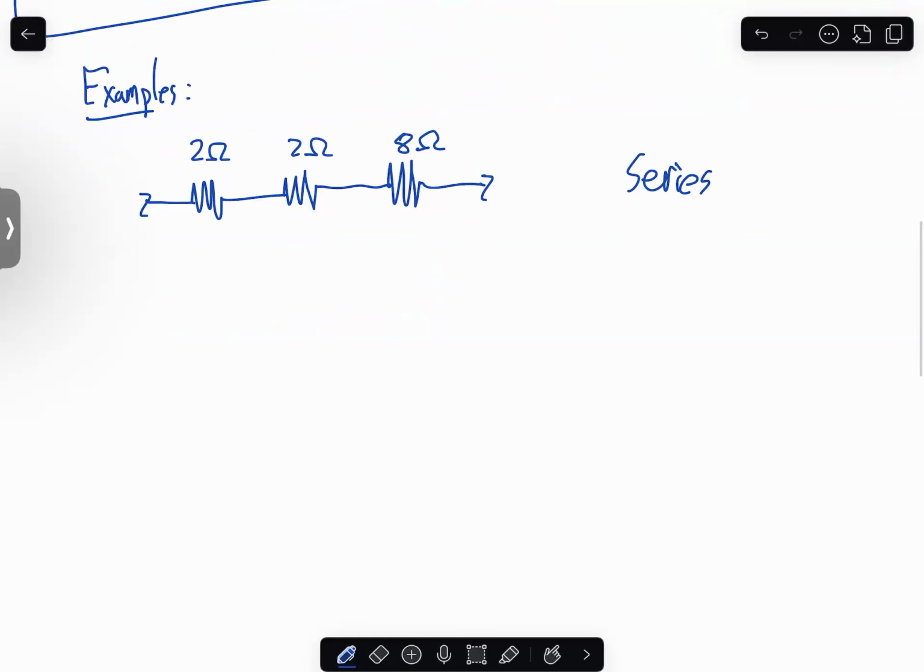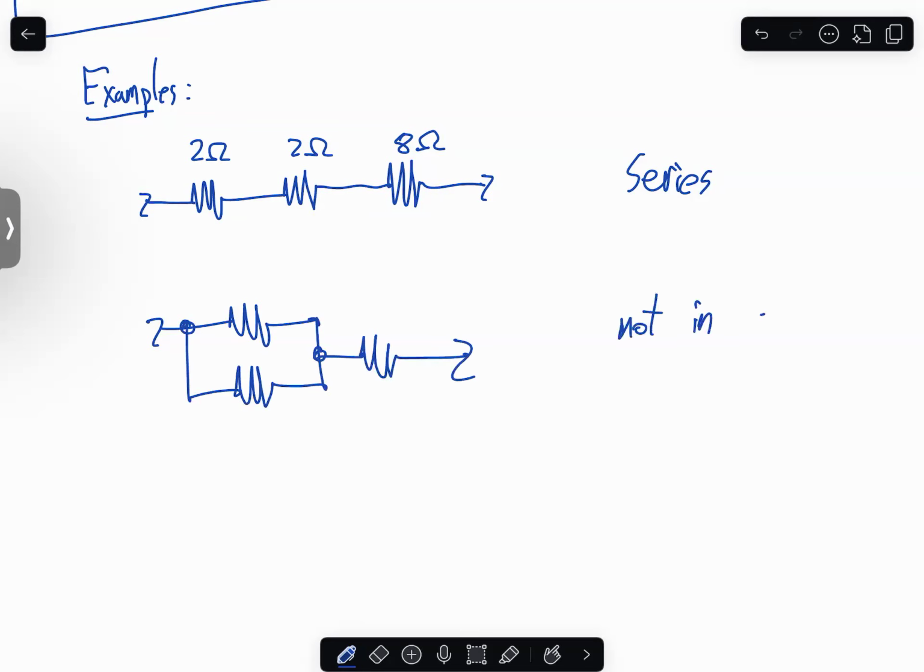Let me give a counterexample. No two components are in series in this chunk. Why not? Because there's a split. Current that enters here does not have to go into here. It could go backwards through here. Current going this way, perhaps, has a choice. It could go through there, or both. A little bit goes into top, a little bit goes into bottom. Current splits, not in series.